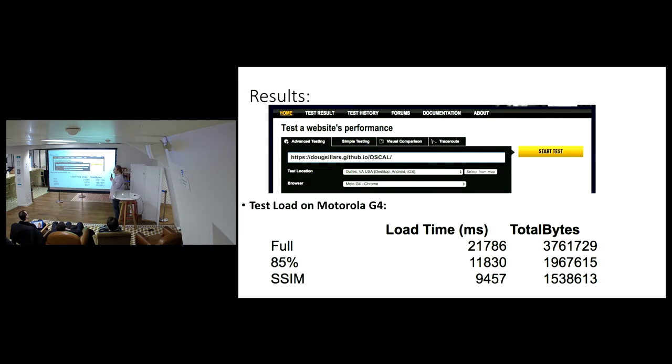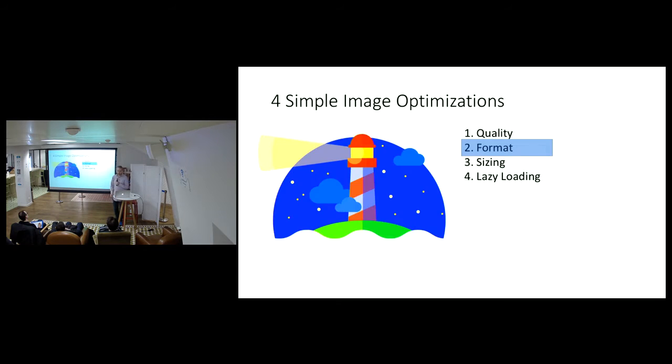If I plug those into WebPageTest, I'm testing on a Motorola G4 on a 3G connection. The full-size image takes 21 seconds to download. With structural similarity, I get down to 9.5 seconds. Way, way faster. 3.8 megabytes down to 1.5 megabytes. You can see this is a good improvement. We've got 3 more optimizations to go.